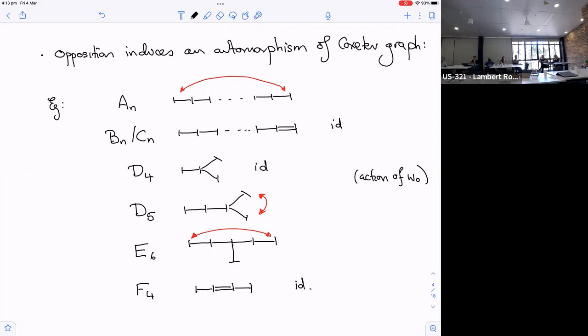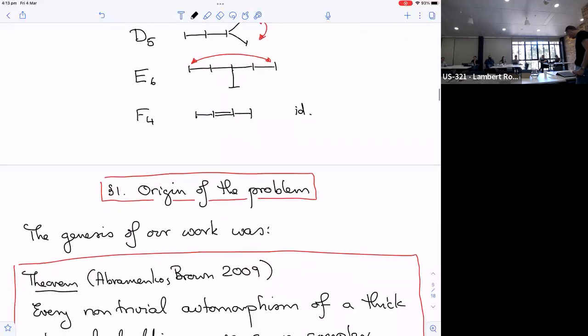For most of the types, actually, opposition is the identity. For B and C, it's the identity. For D4, it's the identity. And for D even, D2n, it's also the identity. For D5, it swaps those two nodes, and for D odd in general, it also swaps those two nodes. For E6, it's this diagram automorphism. And in fact, everything else, so F4 and so on, it's the identity. So it's actually not the identity in exactly An, D odd, and E6, and all the other ones, it's the identity. But it's always a bit of a complication to view.